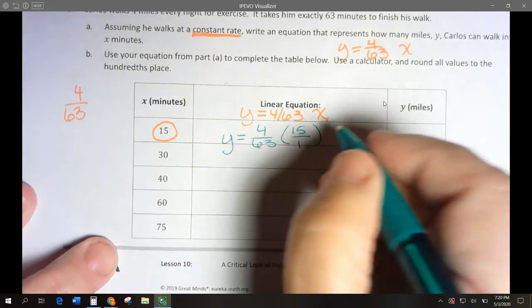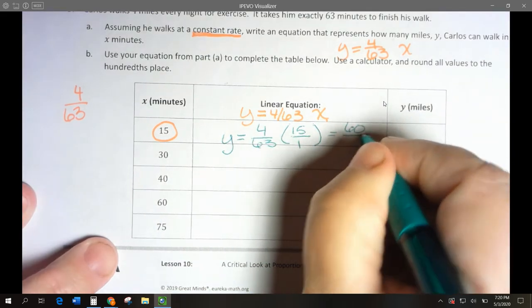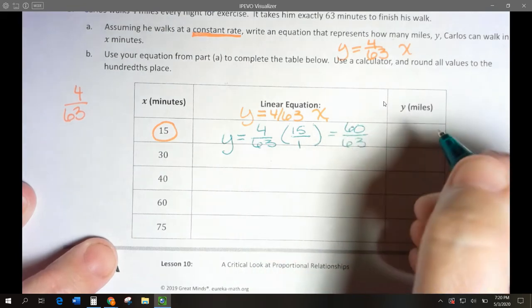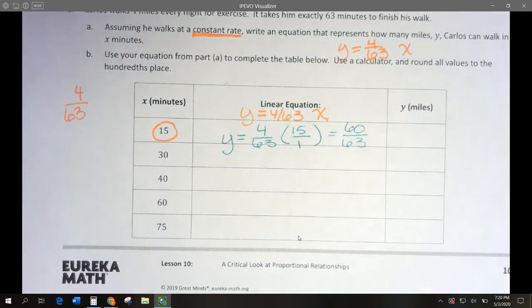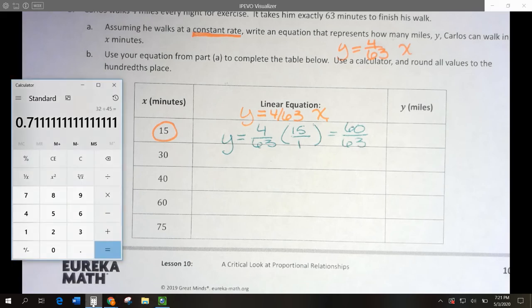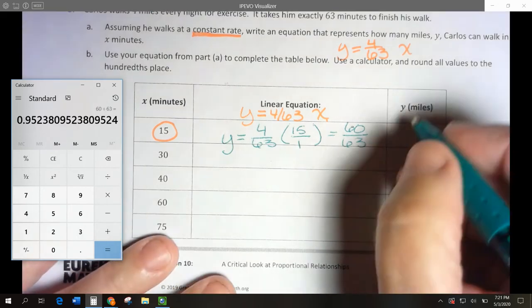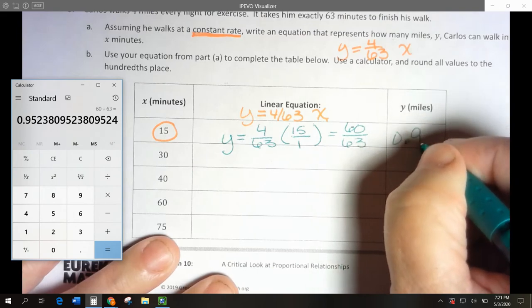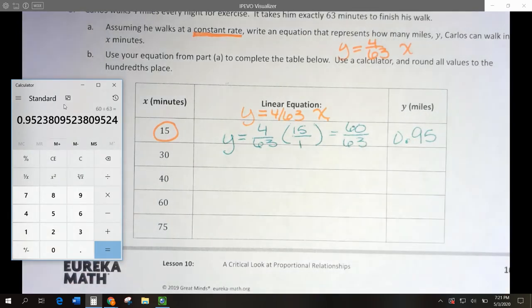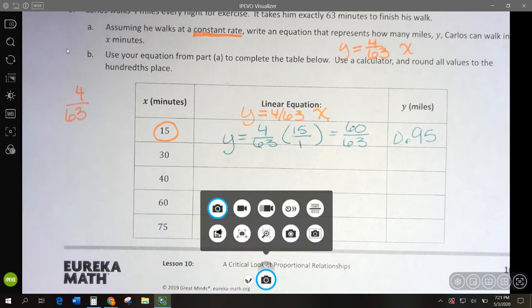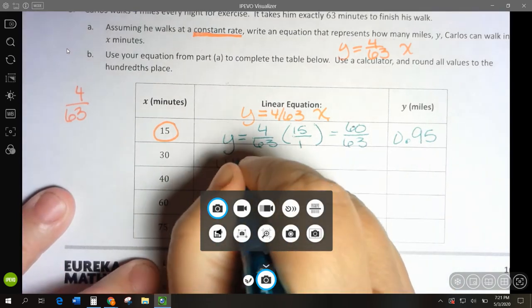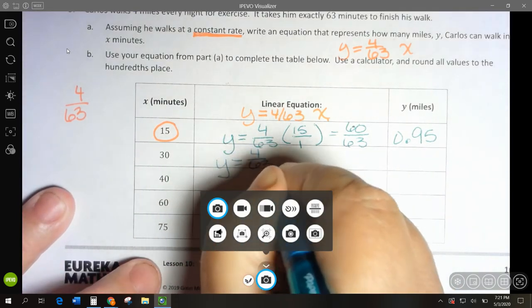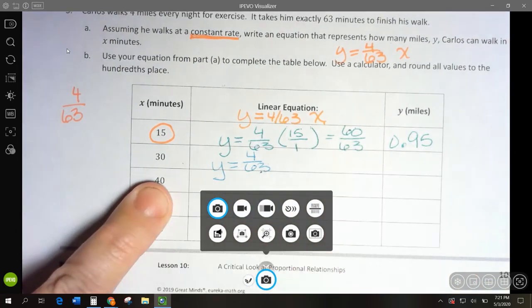So 4 times 15 is 60. 63 times 1 is 63. So we have to go 60 divided by 63. 60 divided by 63. We're going to get 0.95. y is going to be 0.95. So our next one, we have y equals 4/63 times x, and this time our x is 30.